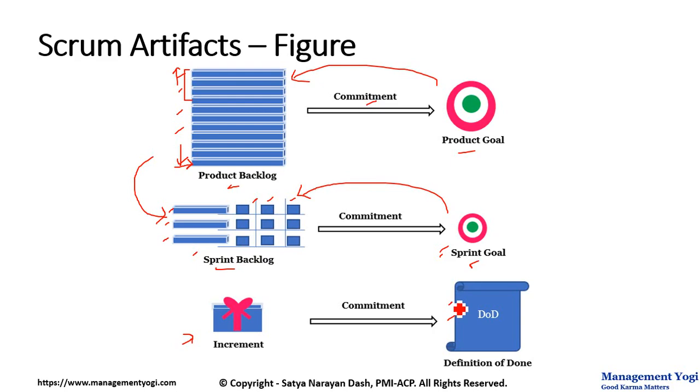However, the definition of done should be ready before the sprint begins, or at least at the beginning of the sprint, during the sprint planning. And when a product backlog item meets the definition of done, an increment will be born.